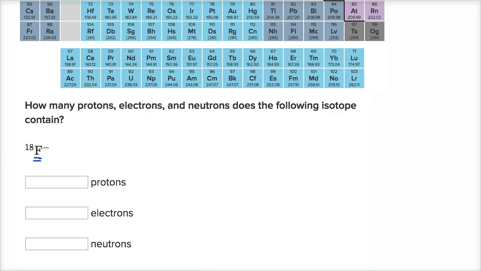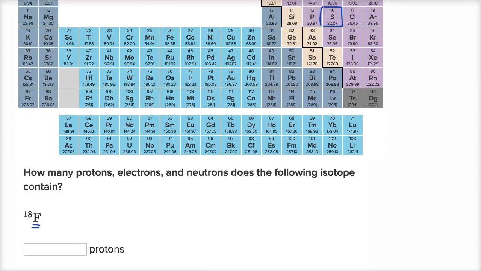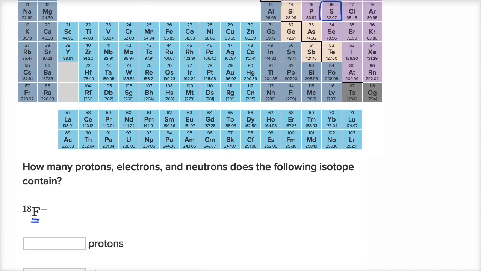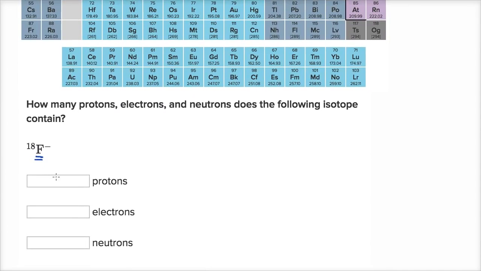So let's go up to our periodic table, and we see fluorine right over here has an atomic number of 9. That means any fluorine has 9 protons. So let's scroll back down. Just because it is fluorine, we know we have 9 protons. Now what else can we figure out? Well, we know we have a negative charge right here, and you could view this as a -1 charge. And so we have 1 more electron than we have protons. Since we have 9 protons, we're going to have 10 electrons.